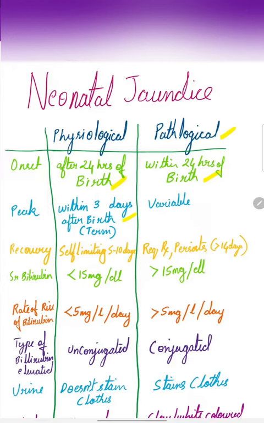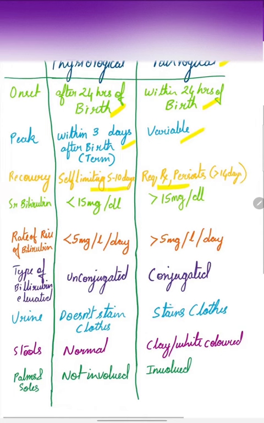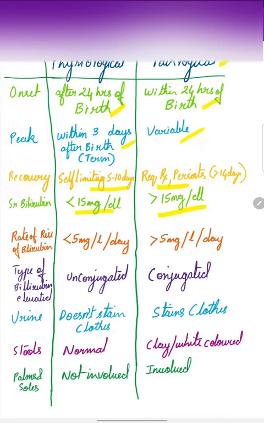The recovery is usually self-limiting within 5 to 10 days in case of physiological. It usually requires treatment and persists beyond 14 days in case of pathological jaundice. The serum bilirubin does not increase more than 50 mg per deciliter in case of physiological, whereas it does increase more than 50 mg per deciliter in case of pathological jaundice.